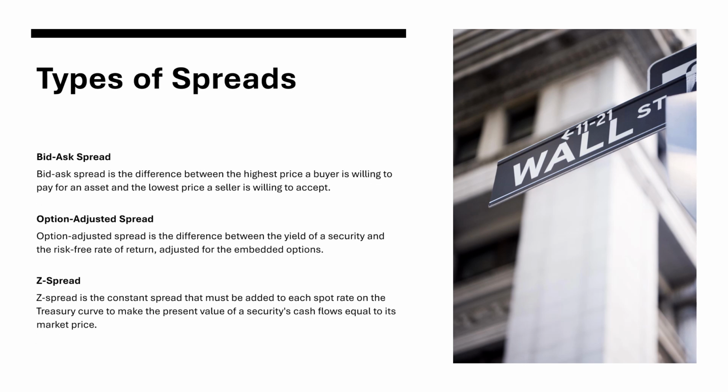Types of spreads. Bid-ask spread. Bid-ask spread is the difference between the highest price a buyer is willing to pay for an asset and the lowest price a seller is willing to accept. Option-adjusted spread. Option-adjusted spread is the difference between the yield of a security and the risk-free rate of return, adjusted for the embedded options. Z-spread. Z-spread is the constant spread that must be added to each spot rate on the Treasury curve to make the present value of a security's cash flows equal to its market price.